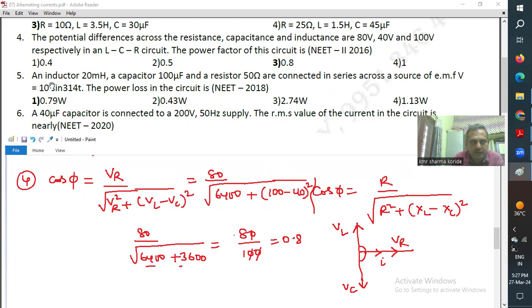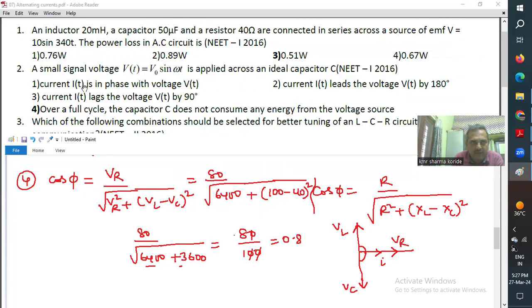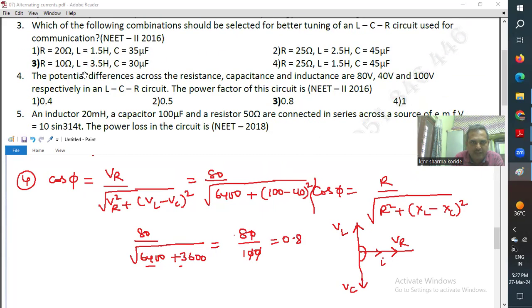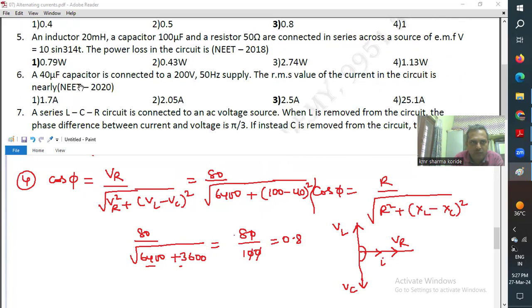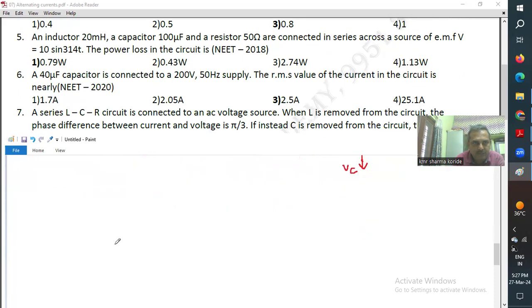So the approach to get the answer of question number 5 and 1 is the same. So therefore, you can skip that question. So moving to question number 6.